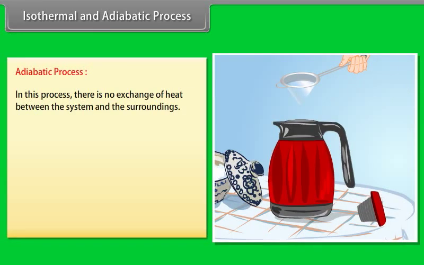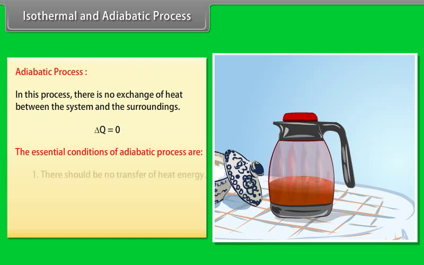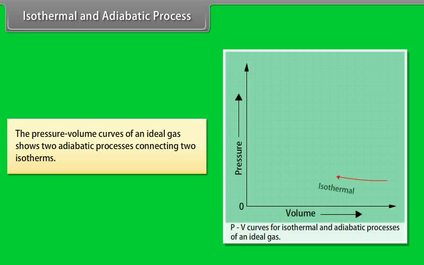Adiabatic process. In this process, there is no exchange of heat between the system and the surroundings. Delta Q is equal to 0. The essential conditions of an adiabatic process are: there should be no transfer of heat energy, and changes must take place at a very fast rate. Specific heat is 0. The pressure-volume curves of an ideal gas show two adiabatic processes connecting two isotherms.